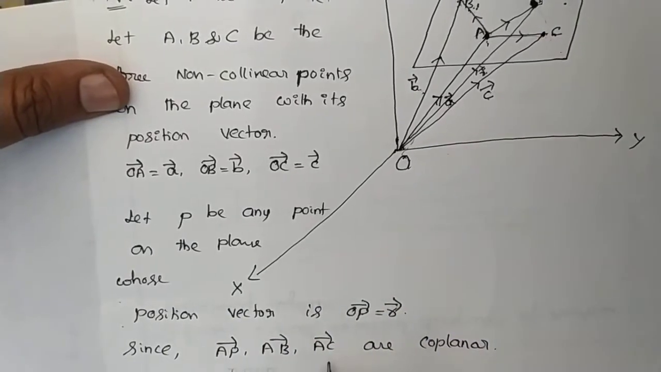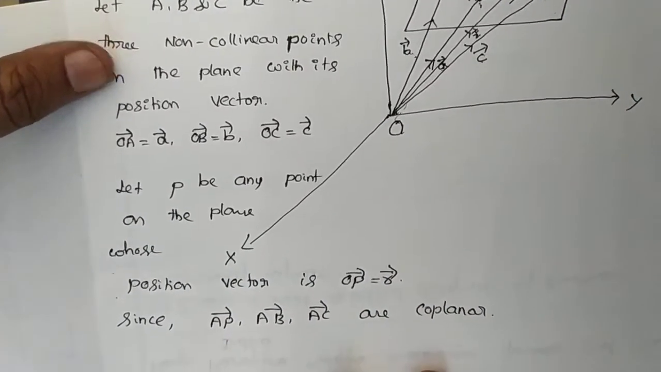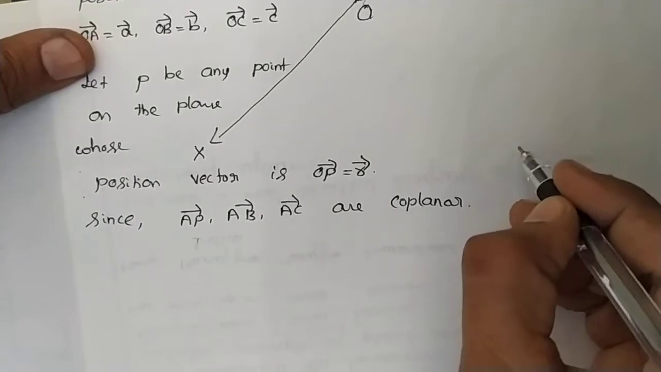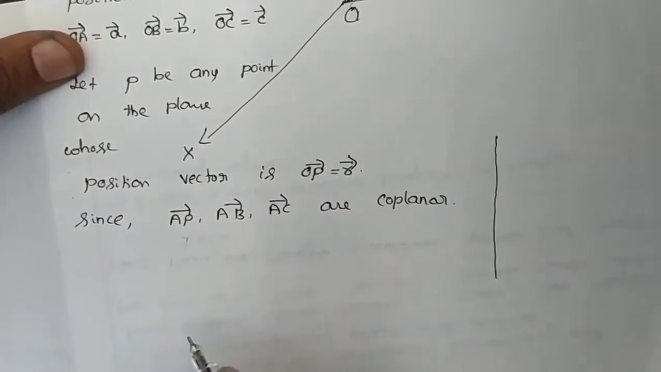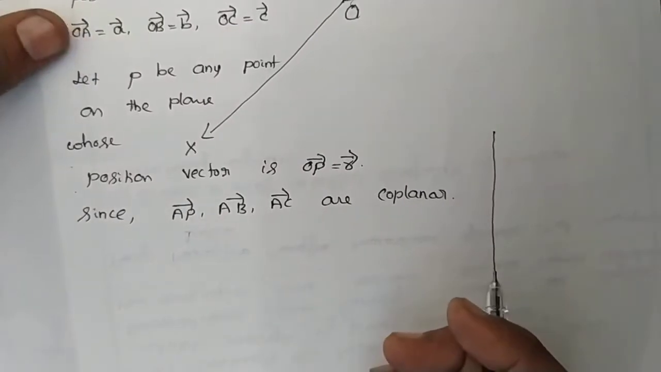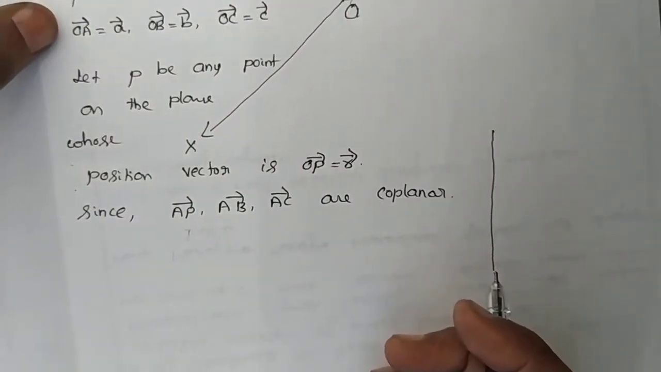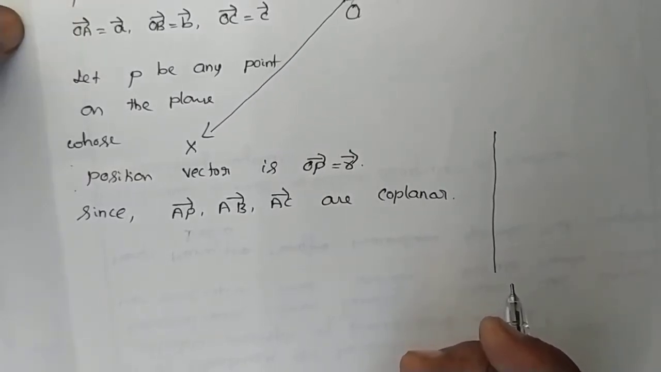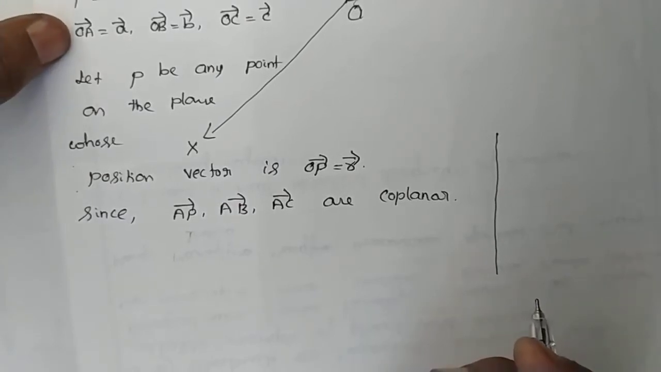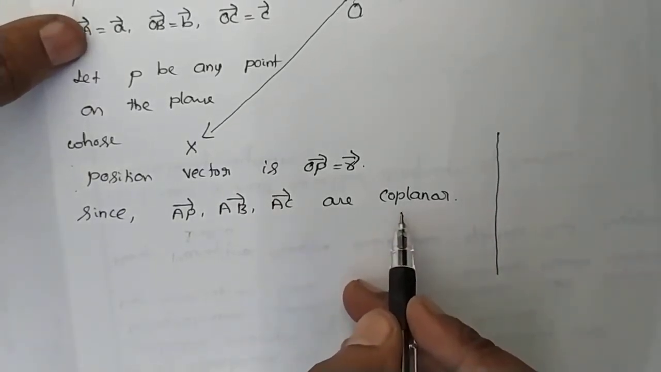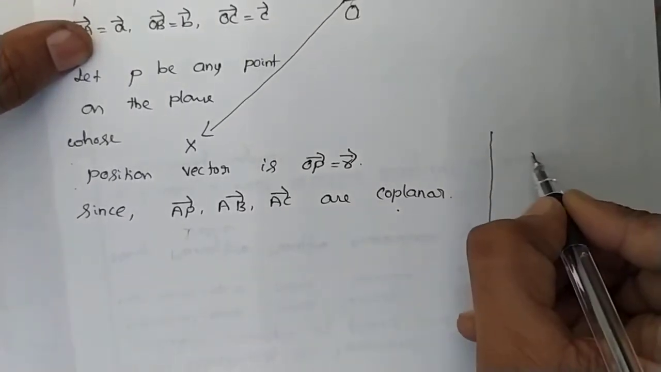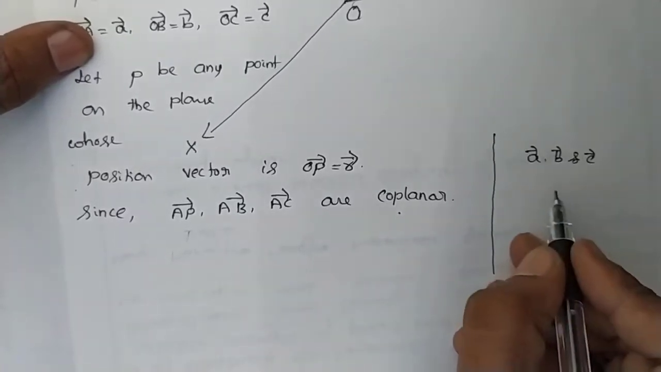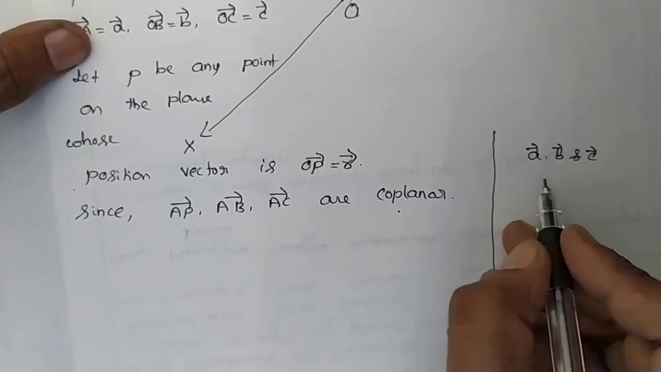AP vector, AB vector, AC vector are coplanar. Now, you just recall the chapter vector algebra. In vector algebra we have discussed the topic scalar triple product. In scalar triple product we solved so many questions related to coplanar condition. What is the coplanar condition? You just recall the concept of coplanar. If a vector, b vector and c vector are said to be coplanar, then what is the condition?